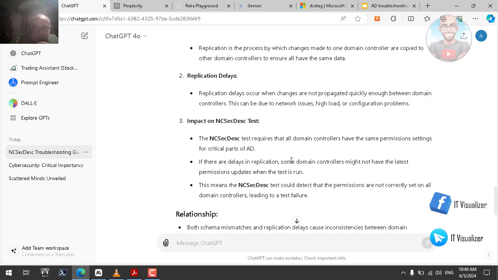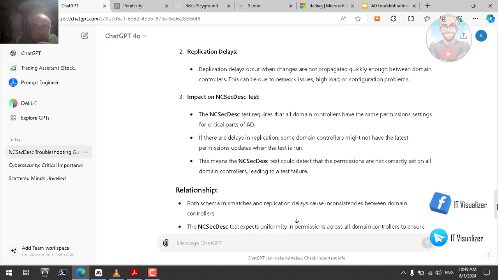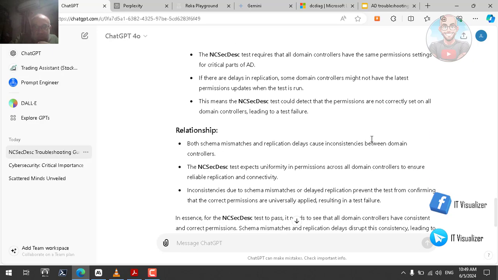Anyway, this is how he explained the question I have provided him with. This means the test could detect the permissions are not correctly set on all domain controllers, leading to a test failure. So, relationship: both schema mismatch and replication delays can cause inconsistency between domain controllers.